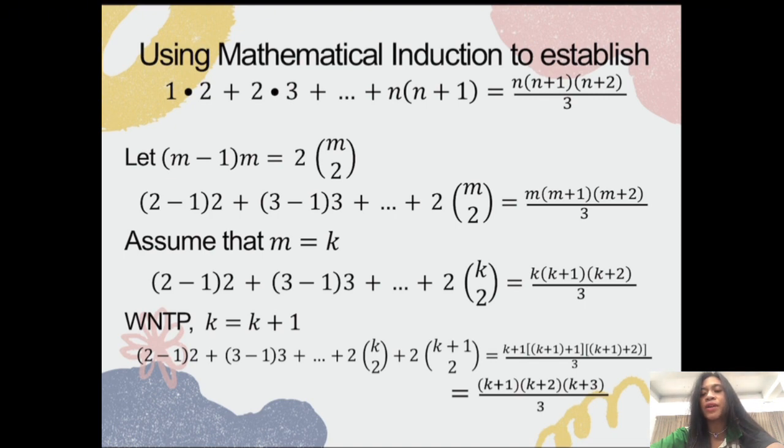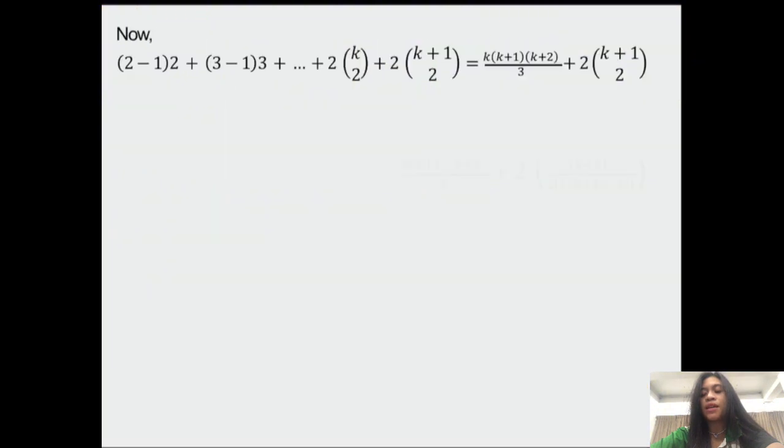To simplify, we have (k plus 1) times (k plus 2) times (k plus 3) all over 3. We have (2 minus 1) times 2 plus (3 minus 1) times 3 plus ... plus 2 times (k taken 2) plus 2 times (k plus 1 taken 2) is equal to the original formula, which is k times (k plus 1) times (k plus 2) all over 3 plus 2 times (k plus 1 taken 2). Since we add 2 times (k plus 1 taken 2) on the left side, we must add it also on the right side.